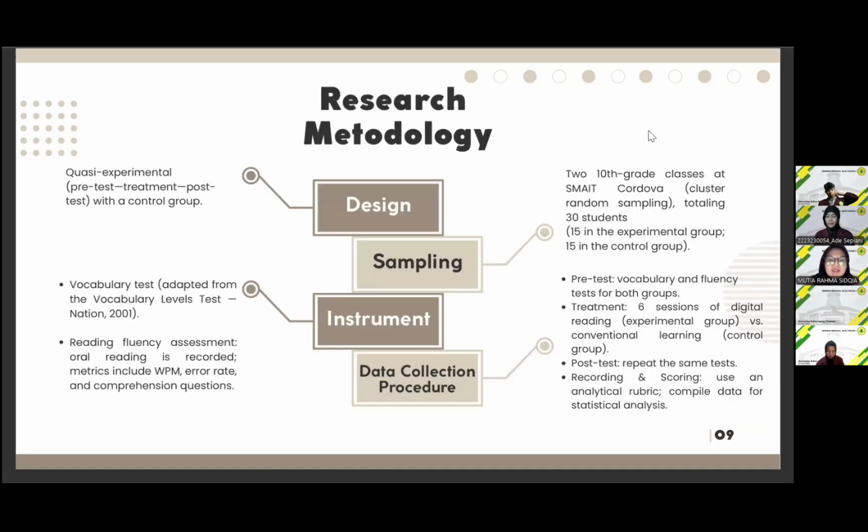And the next slide is research methodology. This study used a quasi-experimental design with a pre-test, treatment, and post-test. The sample consists of two classes of 10th grade students with a total of 30 students. And the instruments include vocabulary test and reading fluency assessment. The procedure includes pre-test, treatment using digital reading for the experimental group, and then conventional learning for the control group, followed by a post-test.